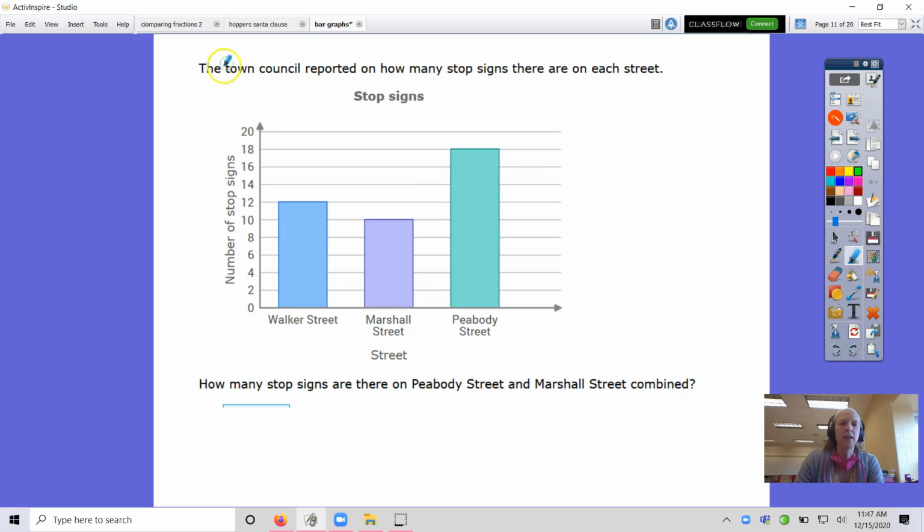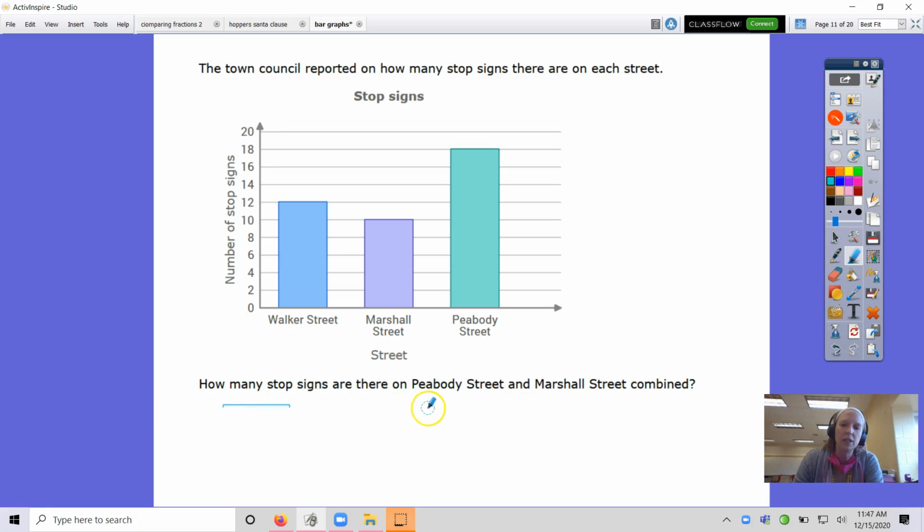Okay, this one, the town council reported on how many stop signs there are on each street. So my title of graph is Stop Signs. My labels are Walker Street, Marshall Street, and Peabody Street. And the proposed number of stop signs go up by twos: 2, 4, 6, 8, 10, 12, 14, 16, 18, 20. So my job is to figure out how many stop signs are there on Peabody and Marshall Street combined.